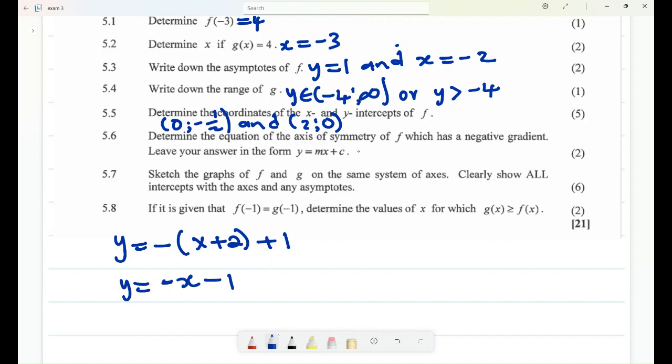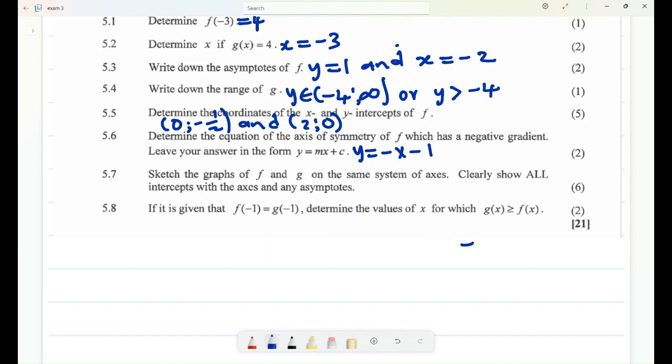y is equal to negative x minus 1. And it has a negative gradient. You see, our m there is equal to negative 1. If they said with a positive gradient, you are going to say y is equal to just x plus 2 plus 1.